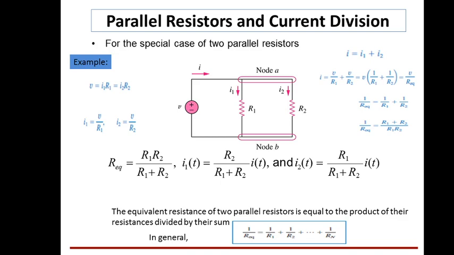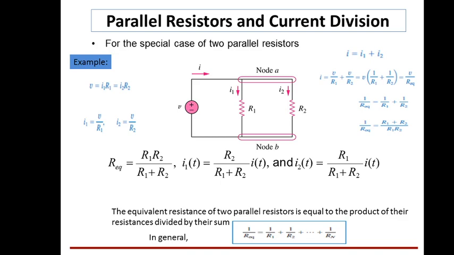Similarly, you can find out I2. That is also a reverse. Again same thing only. V by R2. What is V again? R equivalent into I. R1 into R2 by R1 plus R2 into I into 1 over R2. R2 R2 cancelled, remaining is R1 by R1 plus R2 into I. Okay, so in this way you have to find the values of currents. Here current is dividing.